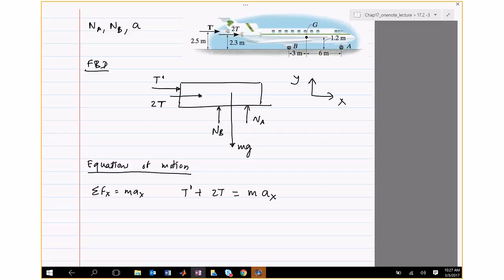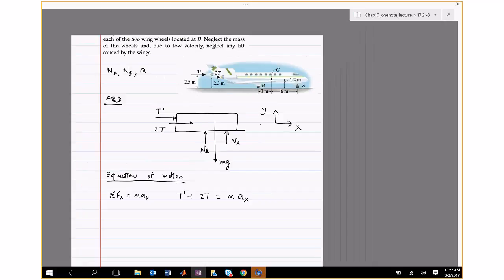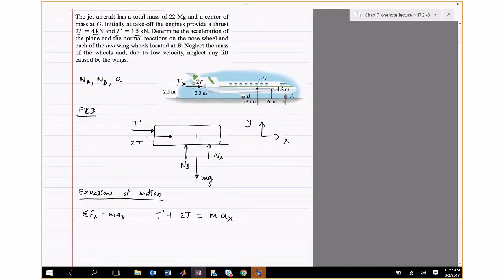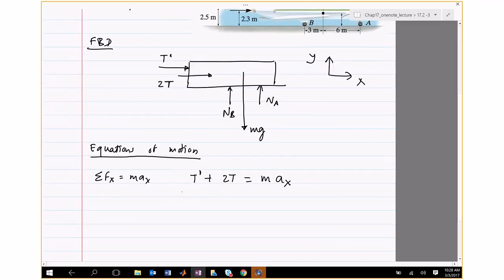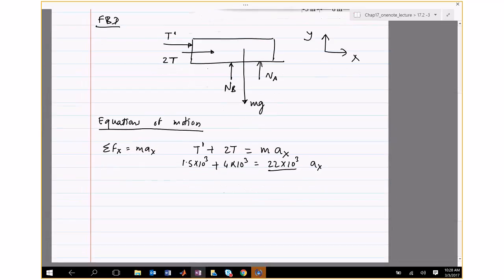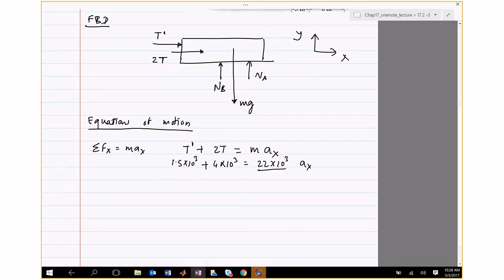So I do know what T prime is. T prime is 1.5, and 2T is 4 kilonewtons. So 1.5 times 10 raised to 3 for converting kilonewtons to newtons, and then 2T is 4 times 10 raised to 3, equals mass. The mass is 22 Mg, which is 22 times 10 raised to 3, that's the mass, times ax. Okay, so everything here except a is known.